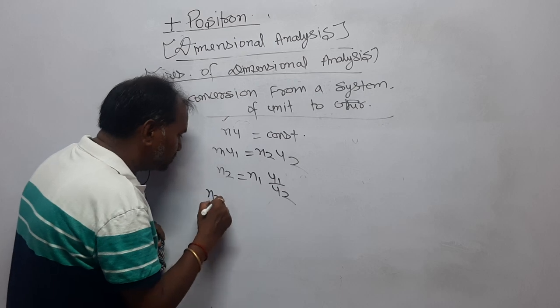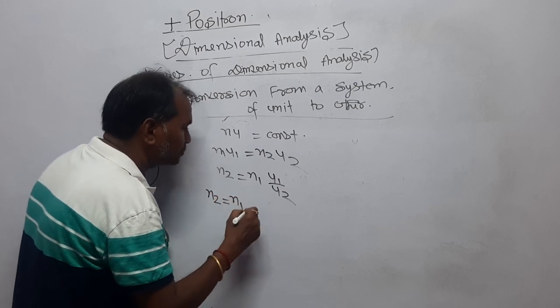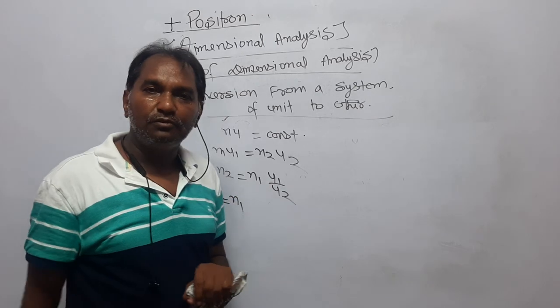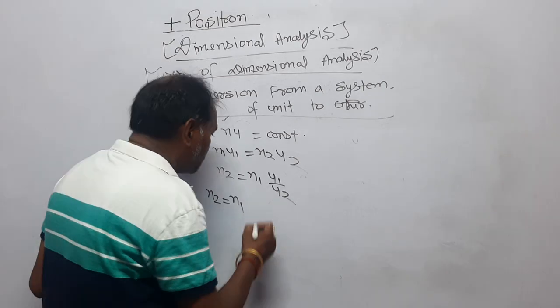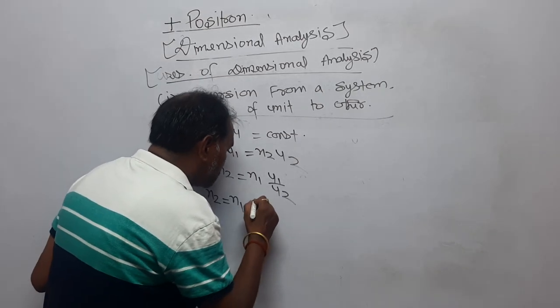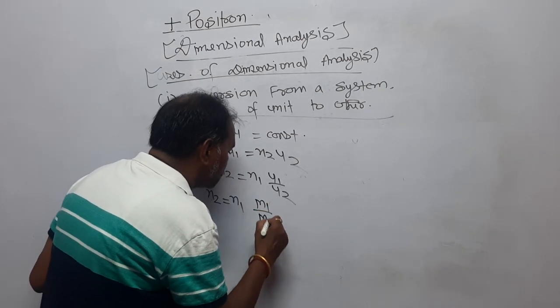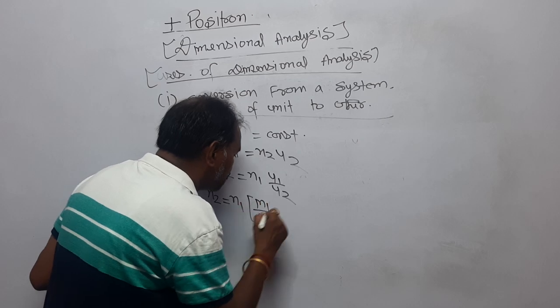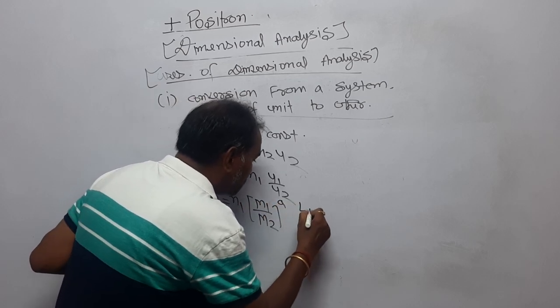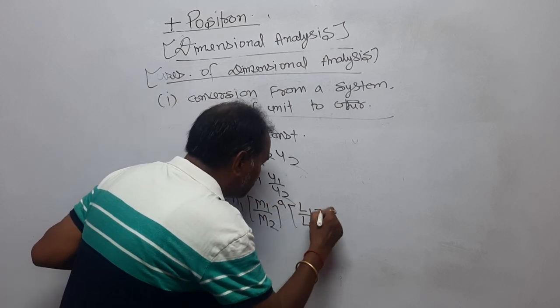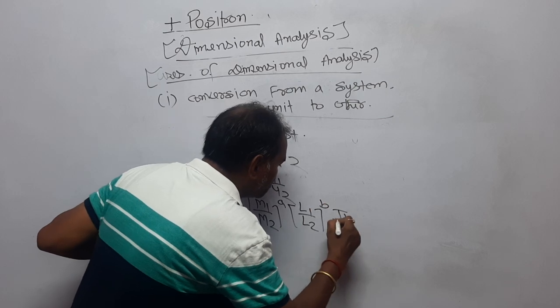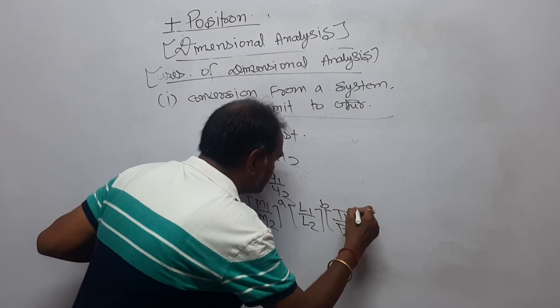Now, dear students, you can also write n2 is equal to n1 u1 upon u2. Now, look here, I am writing it like this: m1 upon m2 to the power a, l1 upon l2 to the power b, and t1 upon t2 to the power c.